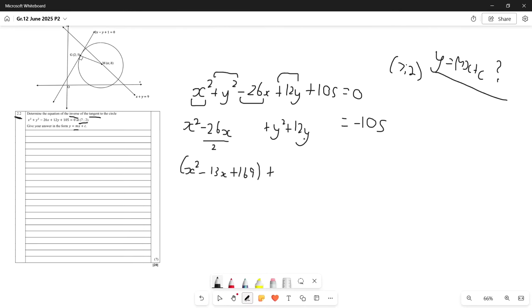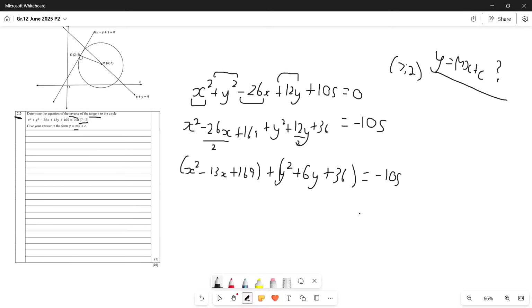So then we do the same thing over here. 12 divided by 2 is 6. 6 times 6 is 36 over here, which means we have a nice bracket over here where we have our y plus 6. 12y divided by 2 plus 36 over there equals minus 105.